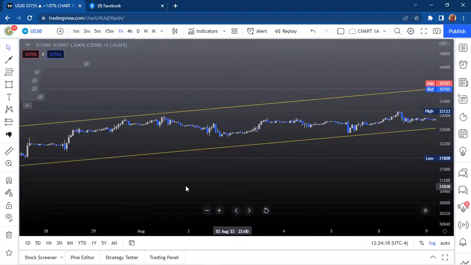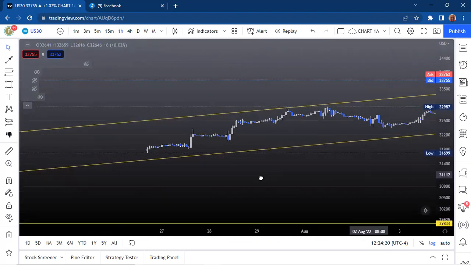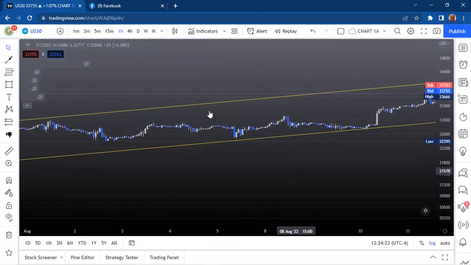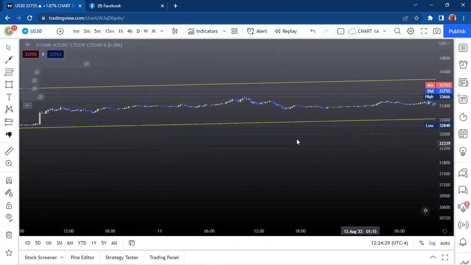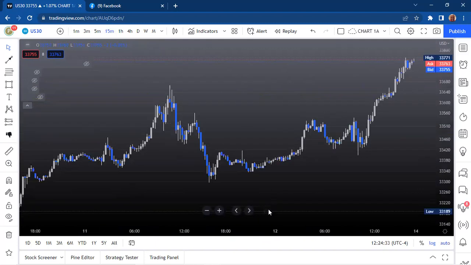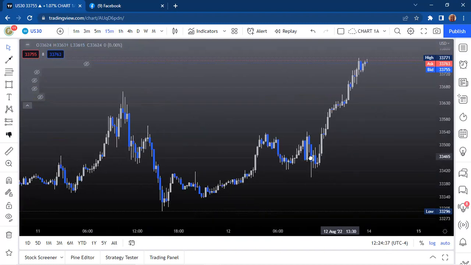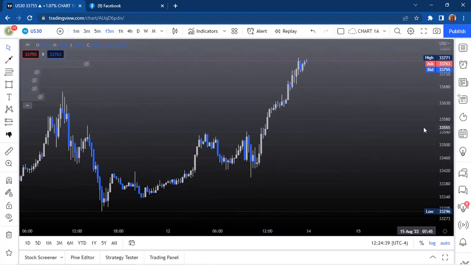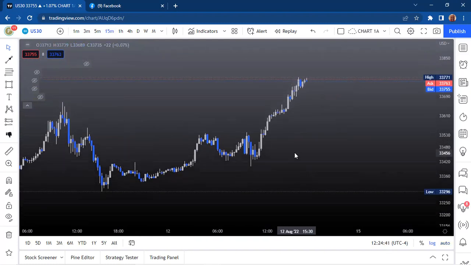Rule number 1, do not trade against the channel. Do not trade against the trend. We're looking for buys because this is an uptrend. We're looking for a buy. So now we need to find out where on the 15-minute can I enter. I can look at the 15-minute, I can look at the 5-minute to see where can I enter, right? Where's my entry? I need to know where my entry is.